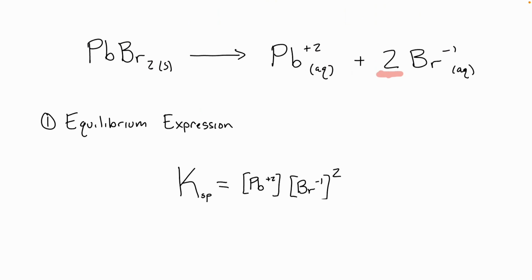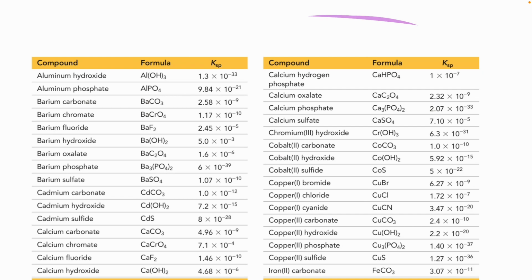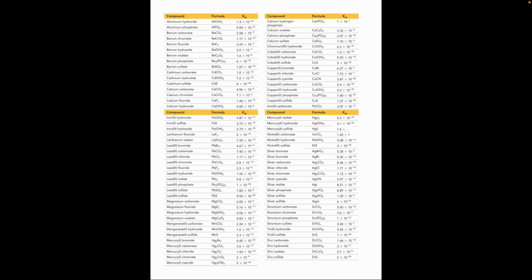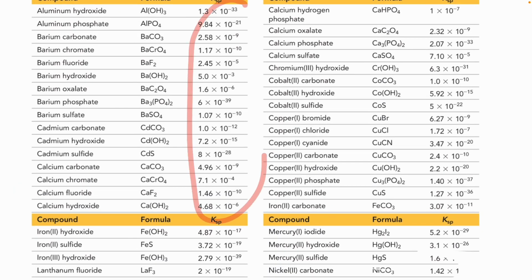All right, and where do we think we're going to get a value for KSP? Yeah, we have a constants page with all of these relatively insoluble compounds and their KSP values. And you can see they are all very tiny numbers because this reaction does not go very far towards the product side. I don't get very much dissociation, but it's still not nothing. So our goal is to use these values to figure out just how much of this lead-2 bromide is going to go into solution.